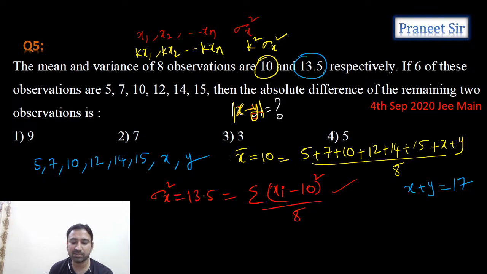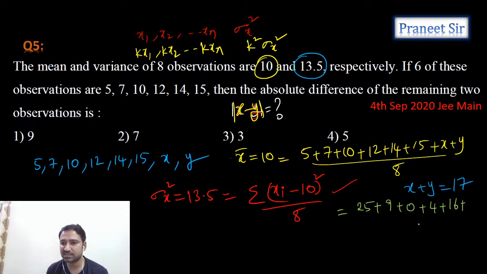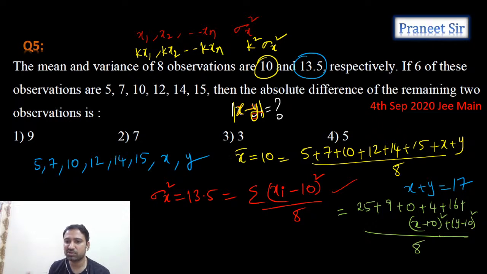If we use this formula, what we get is sigma (xi minus 10) whole square. So 5 minus 10 whole square, which is 25, 7 minus 10 whole square 9, 10 minus 10 is 0, 12 minus 10 is 4, and 14 minus 10 whole square 16, plus (x minus 10) whole square plus (y minus 10) whole square, by 8. That's what we're getting.